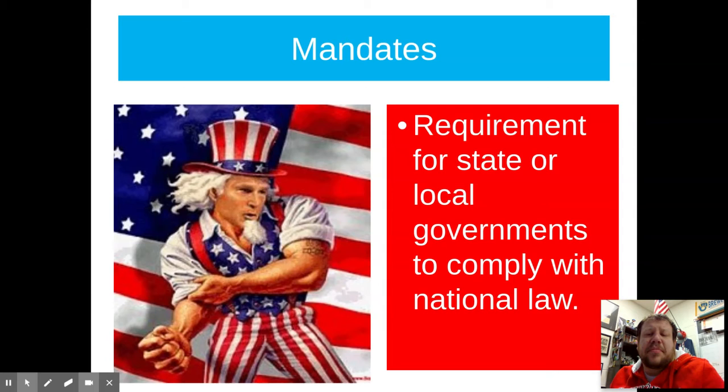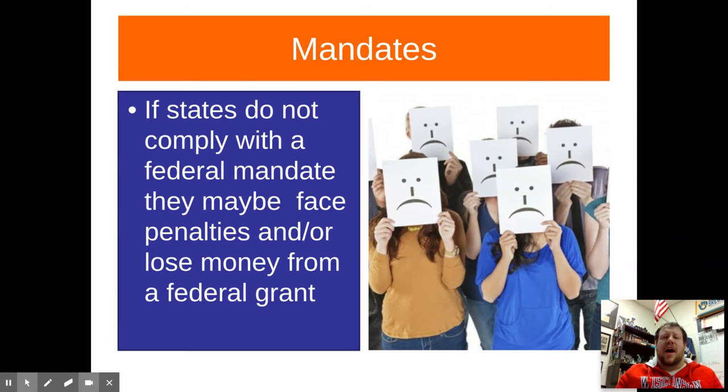A mandate is simply a requirement for state and local governments to comply with national law. So, for example, when the national government made the tobacco age 21, they're probably going to put mandates in place for the state governments to comply with that national law. If states do not comply with a mandate, they either face penalties or lose money from federal grants.